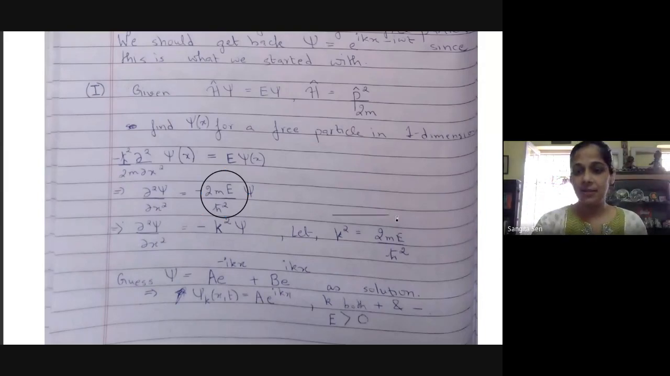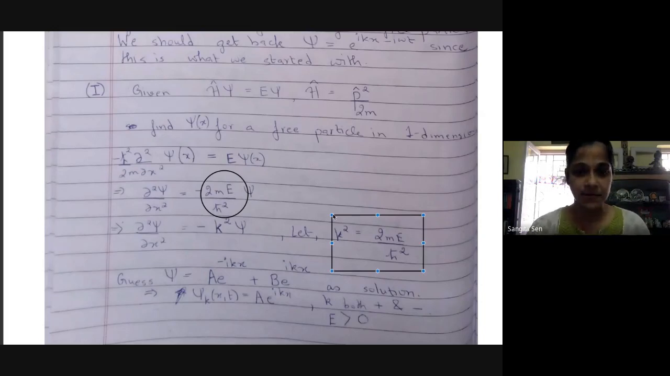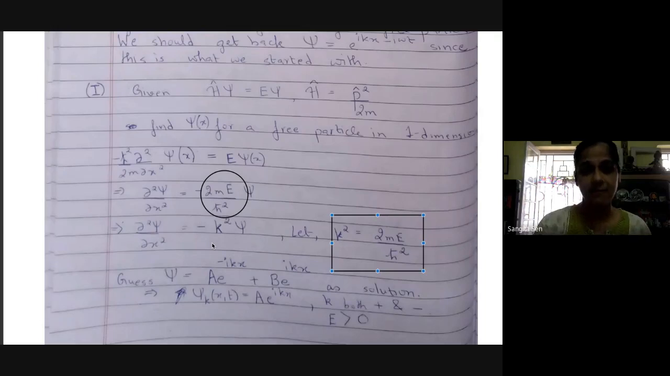This is a very important relation which we will use many, many times after this. I have written it as K for a particular purpose. Here we do not know that K is the wave vector, but it will turn out that K is the wave vector. So I have written it as K, but at this point, K is just a constant.